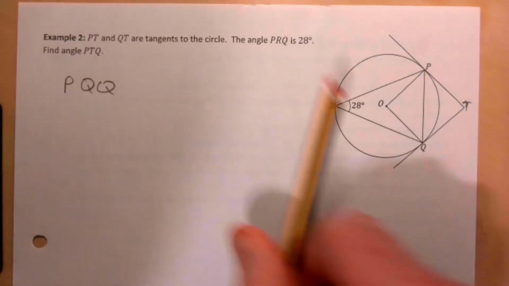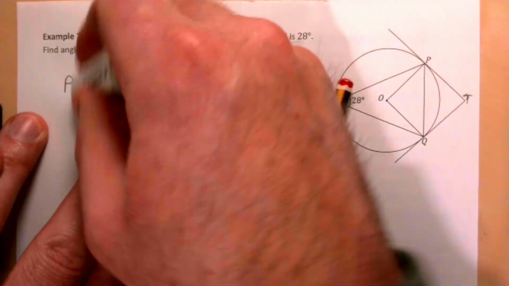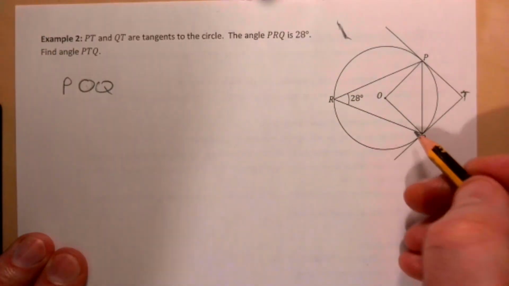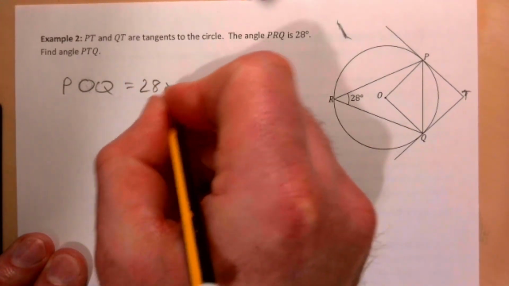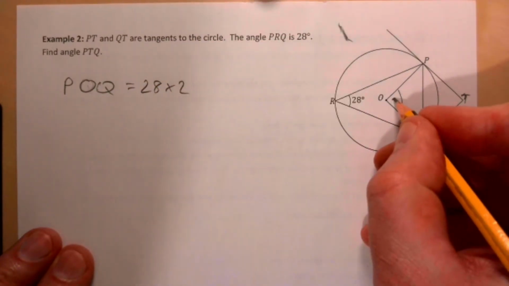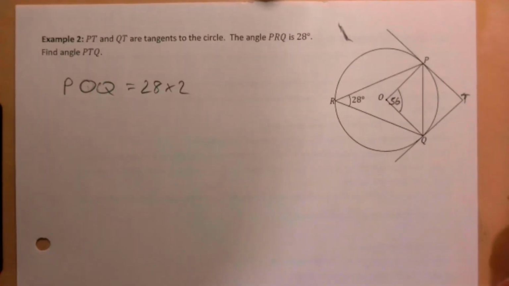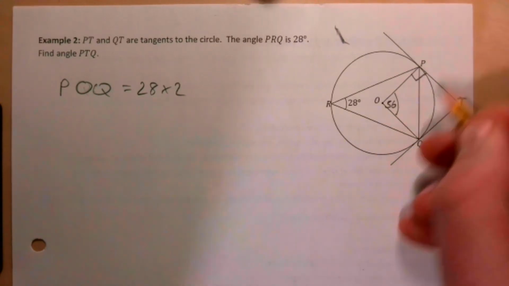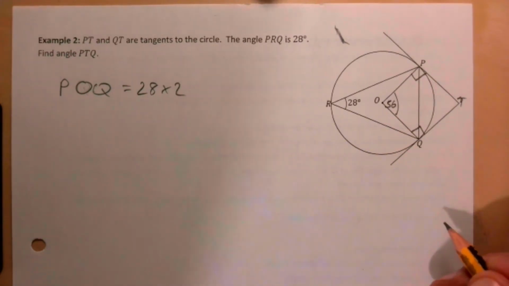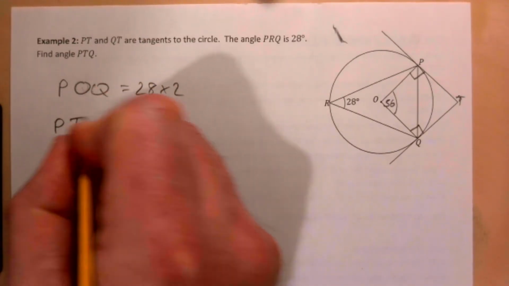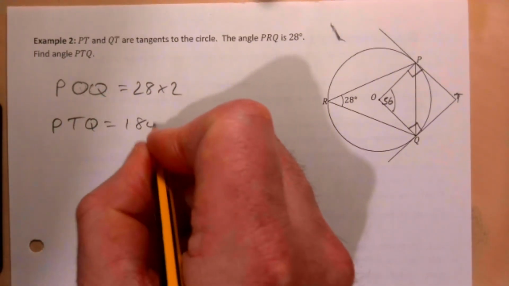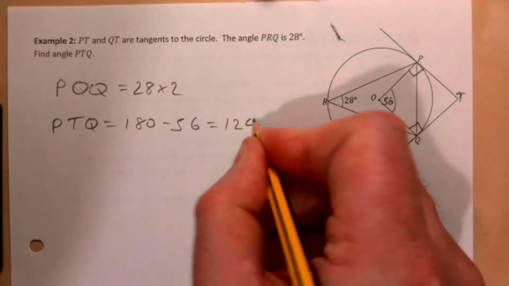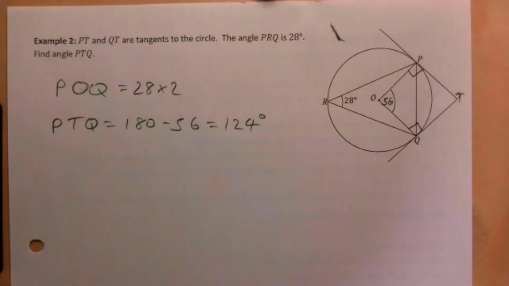Right, so we know that POQ is equal to 28 times 2, so we know then that's going to be 56. We also know that this is a right angle and this is a right angle, so it means that PTQ is going to equal 180 take away 56, and that gives me 124 degrees.